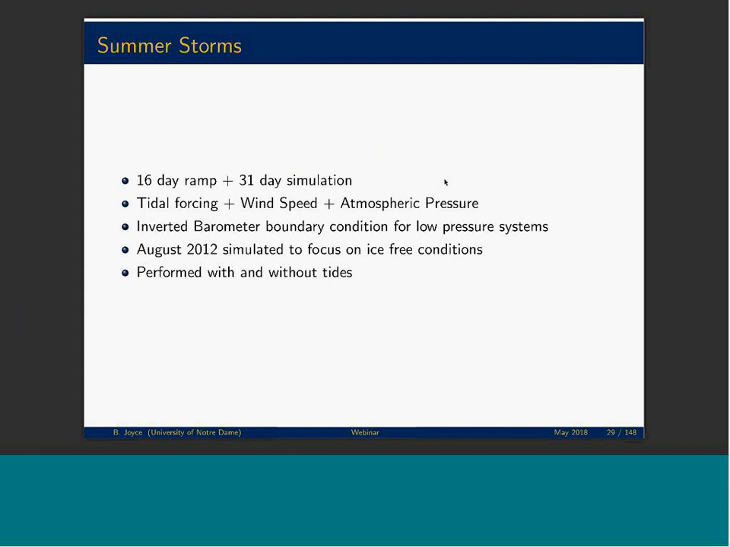So moving to the storm surge of our model, we started by focusing on where there was no ice to validate the baseline ability of the model to predict storm surge. And this first example I'm going to show is the August 2012 storm, which had about storm surge on the western coast of Alaska. And this is forced with the tidal forcing I talked about earlier, as well as wind speeds and atmospheric pressures.